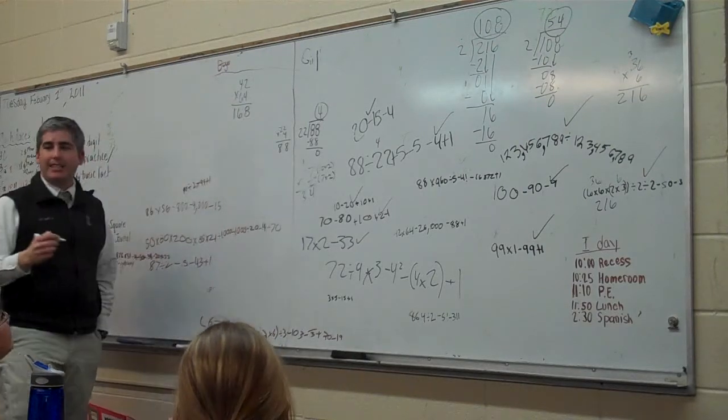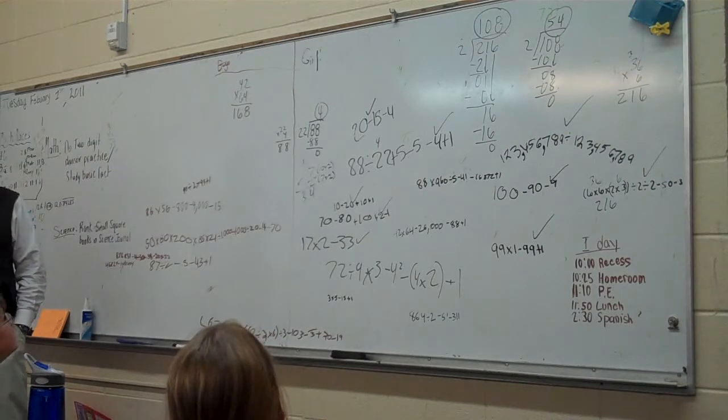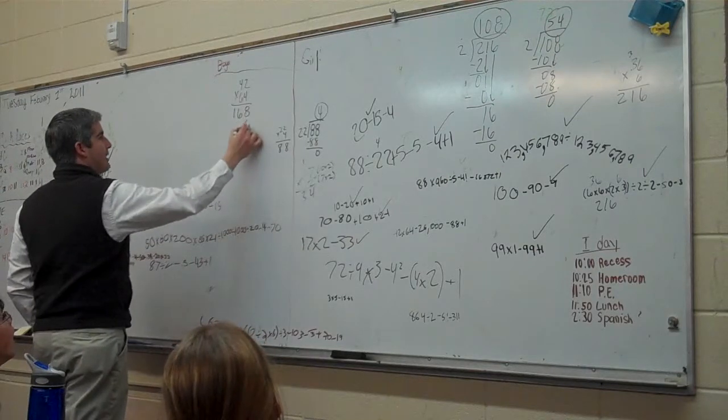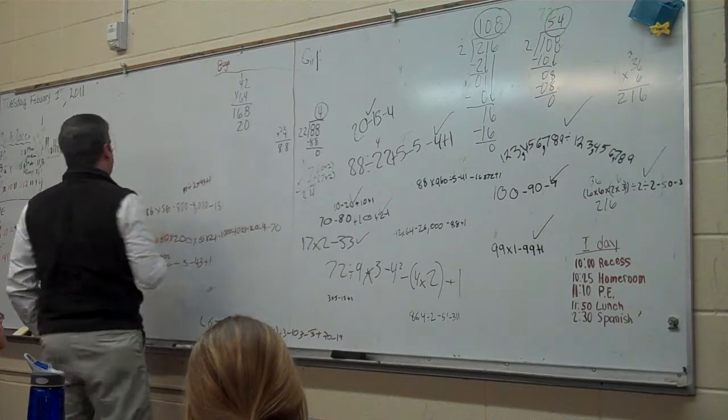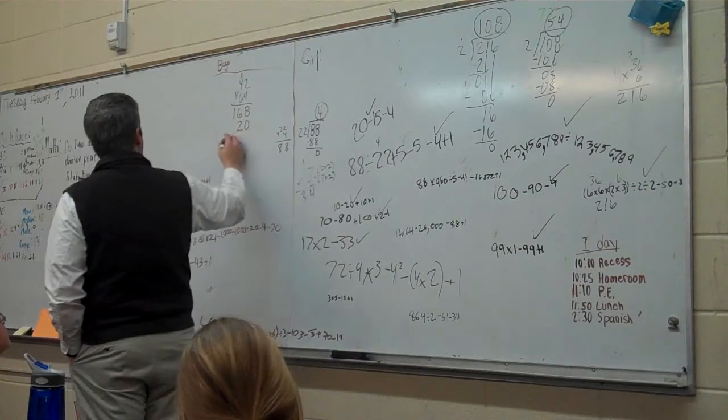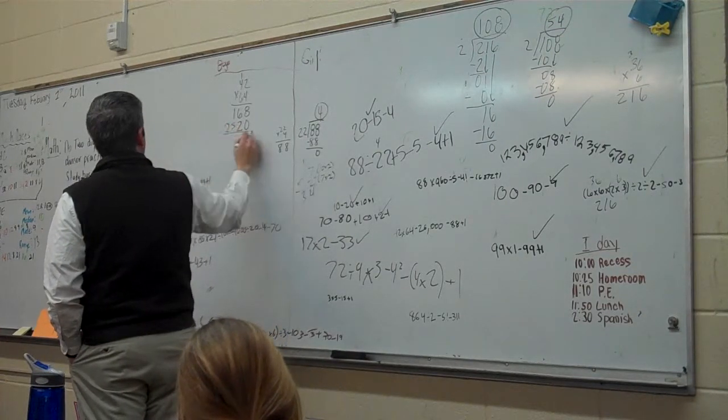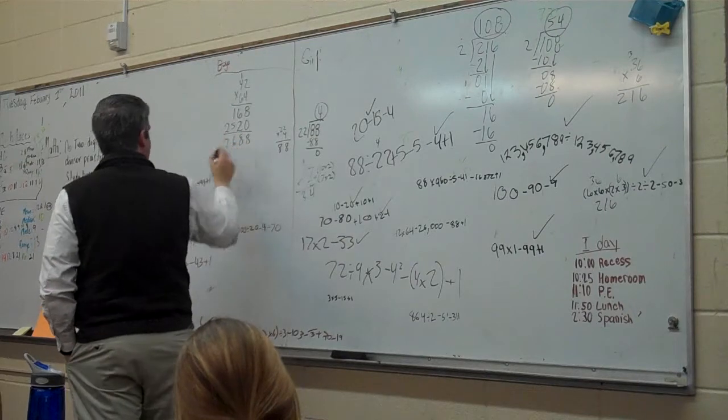Now I'm multiplying times 60. So what's going to go in the ones place, Audrey? 0. Audrey, 6 times 2. 6 times 2 equals 12. Carry the 1. 6 times 4. Sam, 6 times 4 equals 24. Plus 1 equals 25. We add those up. We get 2,688.